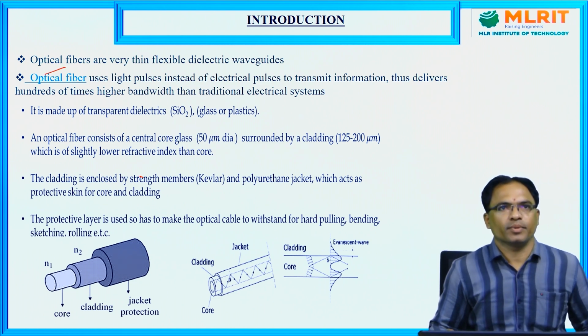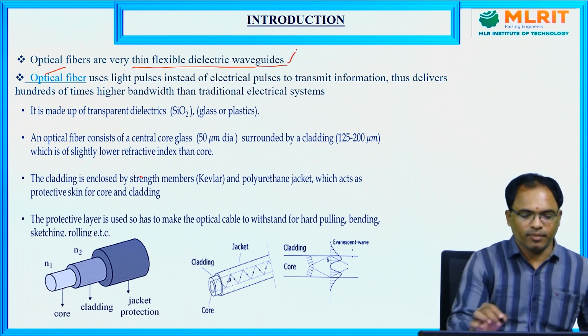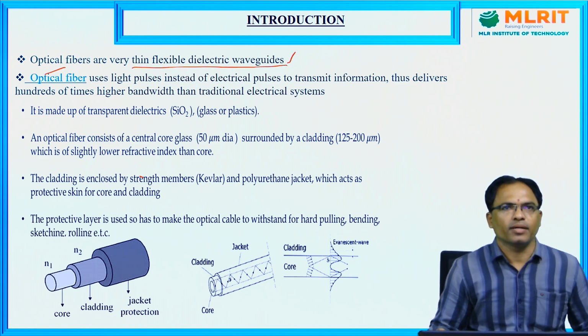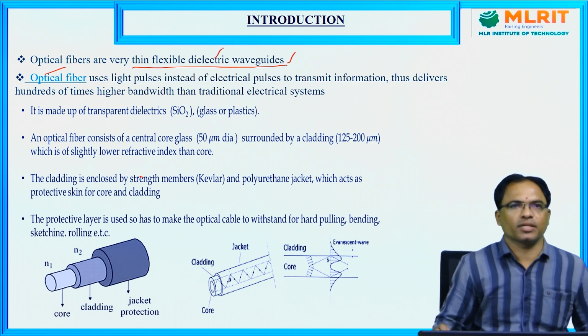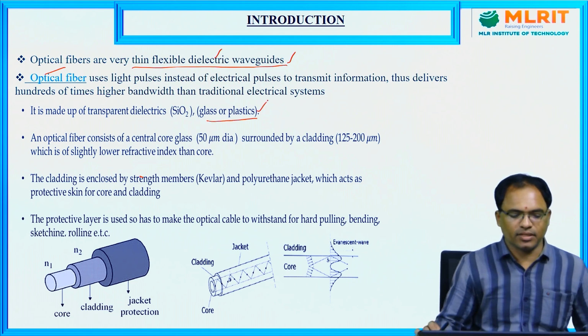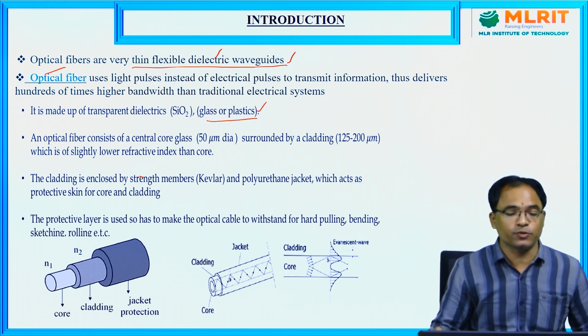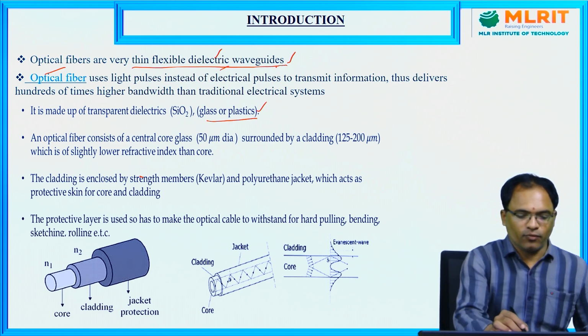Optical fibers are very thin flexible dielectric waveguides. Why are they called dielectrics? Because optical fibers are made of either plastic or glass. Both are insulators. So that is why optical fibers are also called dielectrics.